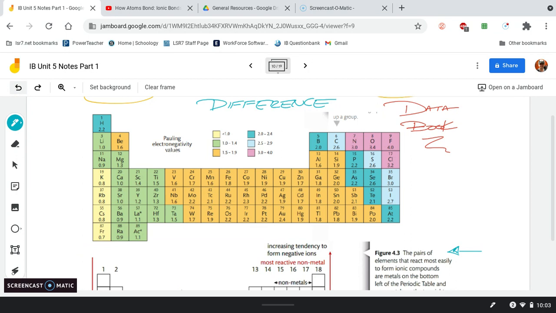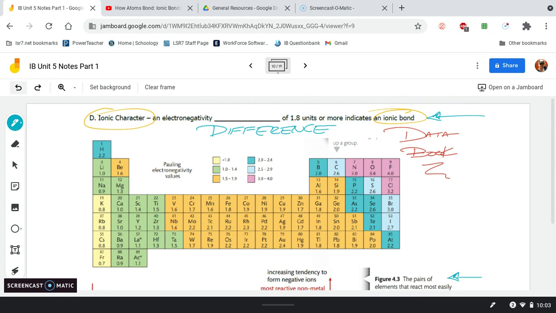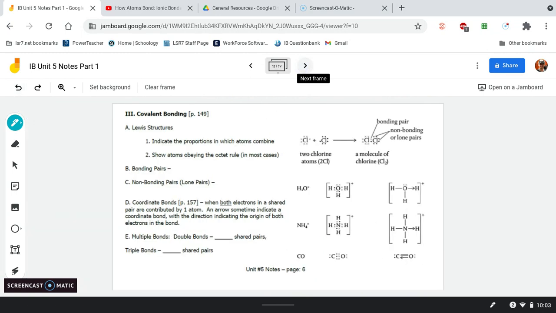As you start to add chemicals together that are closer together, then you start to see that you're not going to make ionic compounds. So that's just what that is. Ionic character is pretty easy. Okay, that's kind of the end of ionic.